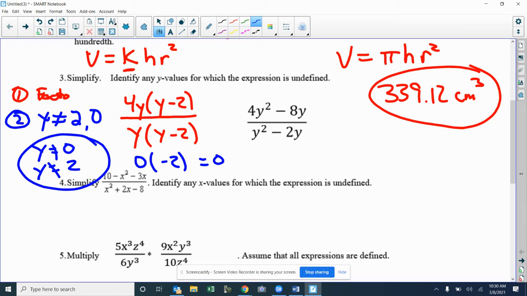The rest of it all canceled. The y's canceled, so all that's really left is 4. And also, you know, here, y can't be certain things. Can't be 2, and can't be 0.